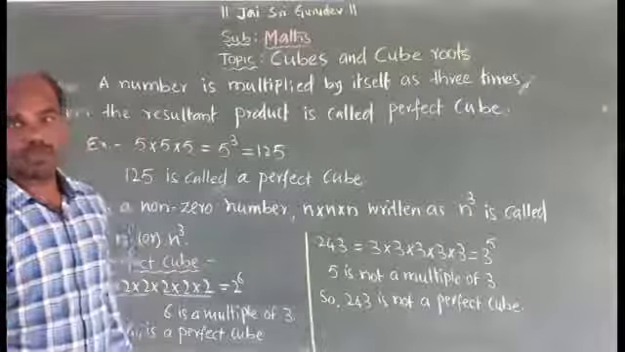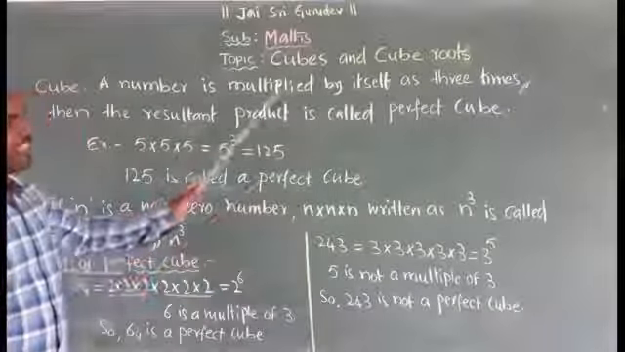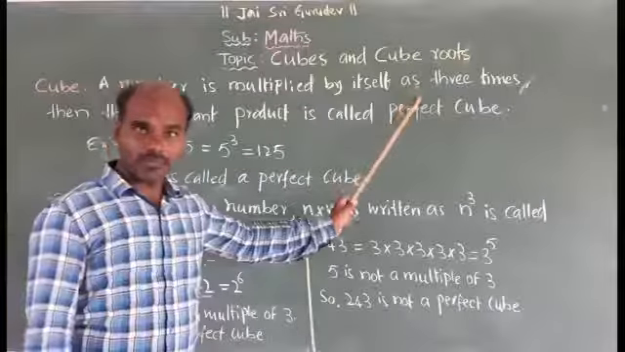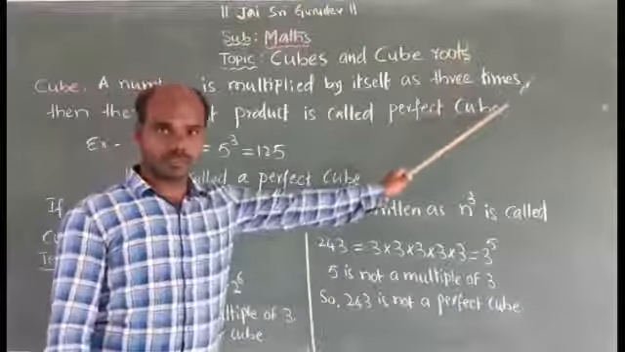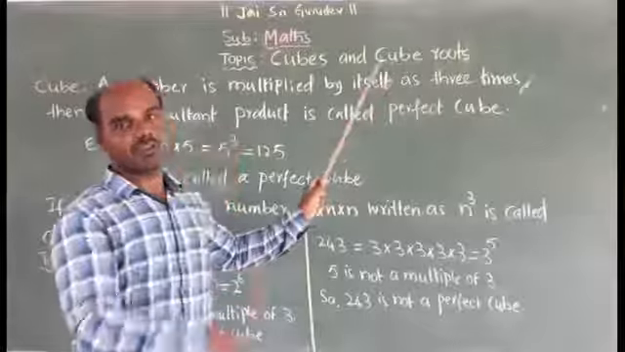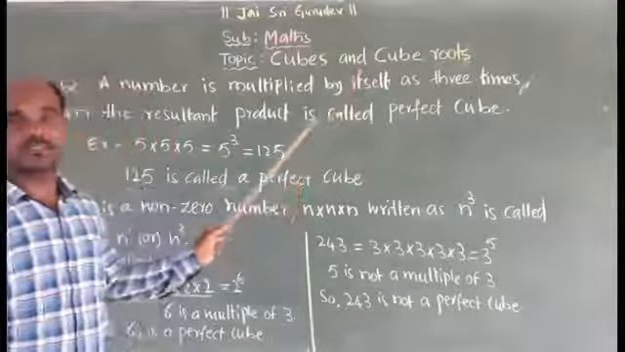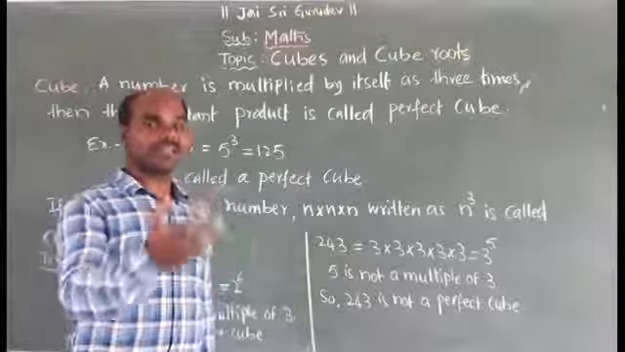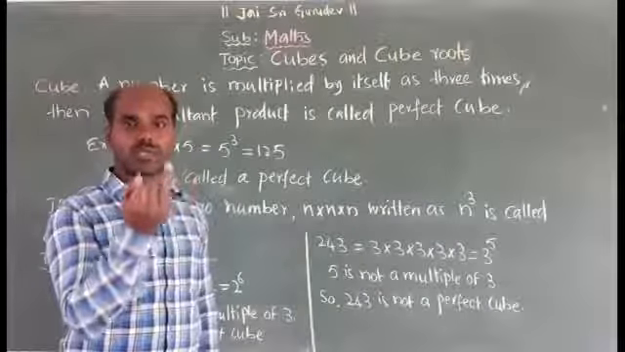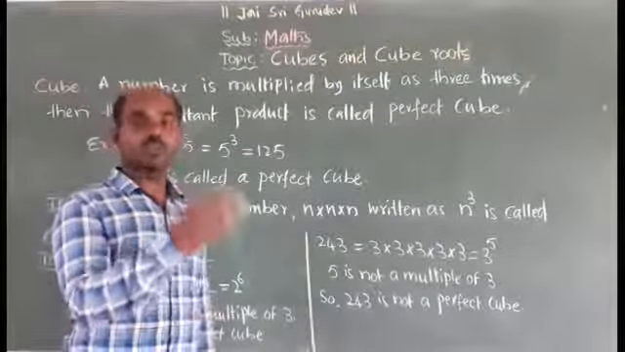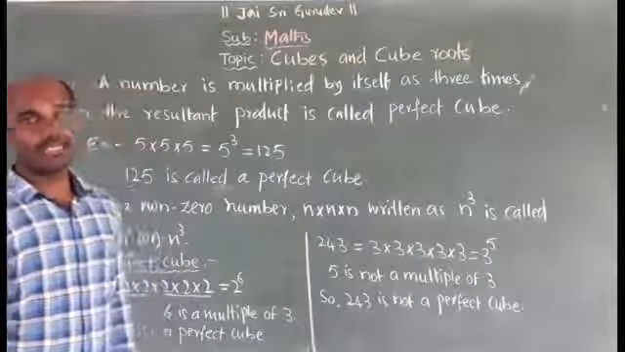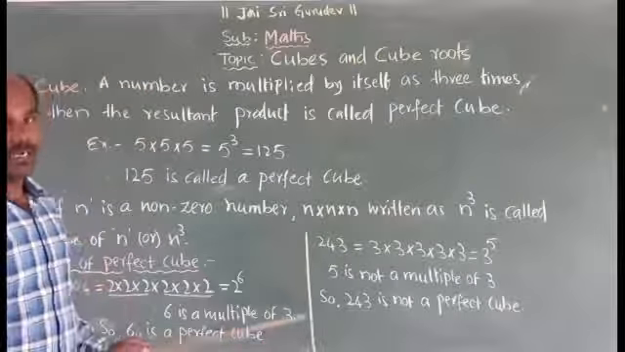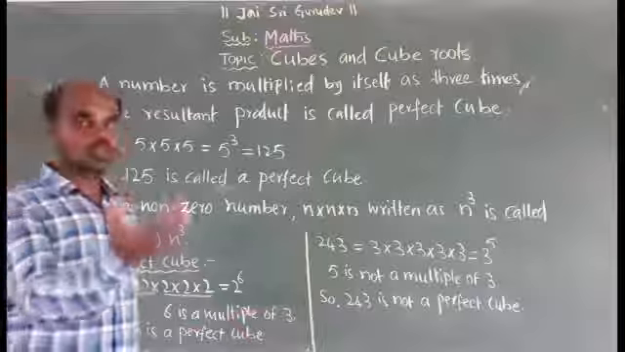A cube is a number multiplied by itself 3 times. How many times? 3 times the same number is multiplied. For example, if we take 2, then 2 is multiplied 3 times: 2 into 2 into 2. 2 times 2 is 4, 4 times 2 is 8. Now how should we write 8? As 2 cube.